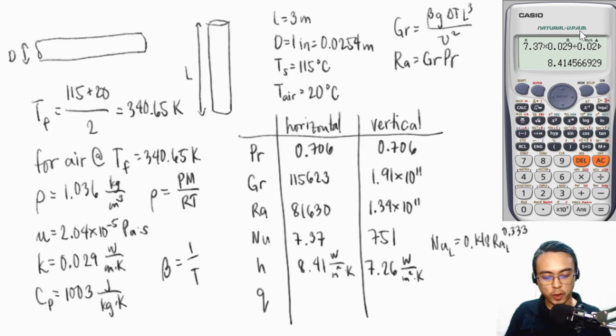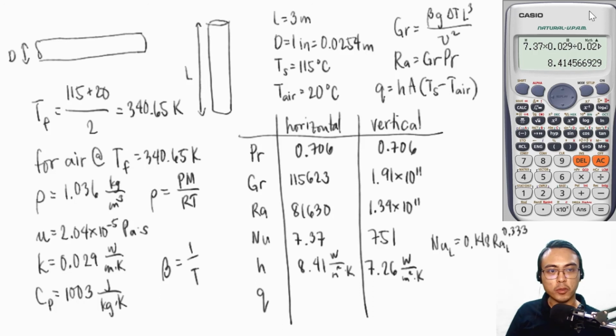For the rate of heat transfer, our governing equation is Q is equal to hA delta T, wherein delta T is our driving force, and that is surface temperature minus surrounding temperature of air. For the horizontal pipe, solving for Q, we have h times area, which is simply the outer surface area of the cylinder, that is equal to pi D times L. That's times pi times the diameter, 0.0254, times length, 3 meters, multiplied by the driving force, that is 115 minus 20. We have 191 watts for the horizontal cylinder.